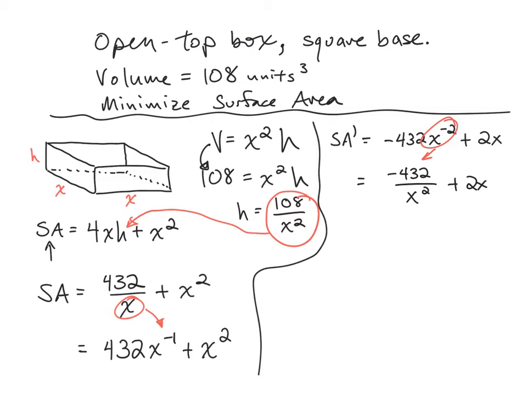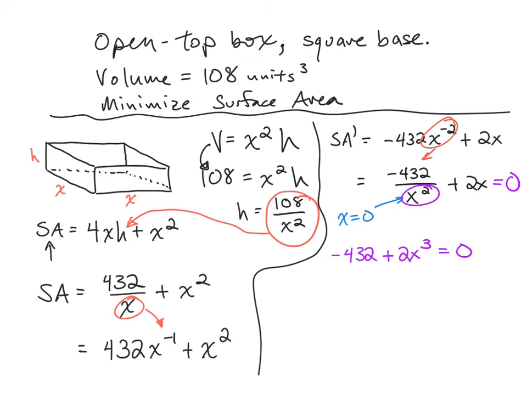So what we need to do now is find out where the derivative has critical values. And I think the easiest critical value to see right now is x equals 0, because that's where the derivative is undefined. But we can also set the derivative equal to 0 and solve for x. In order to solve for x, we would have to multiply each term by x squared so we can eliminate this denominator. So we would end up with negative 432 plus 2x cubed equals 0.